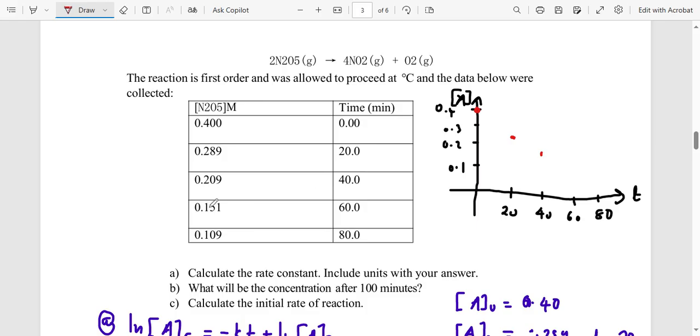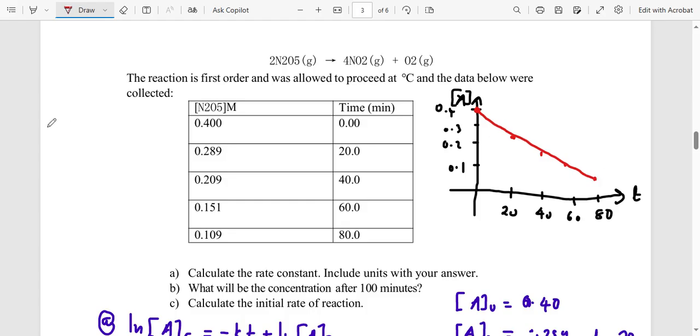The next one is 0.15. Like this is somewhere in the middle between 0.1 and 0.2, comma 60. The next one is 0.1, comma 8, like, yeah, something like that. It's supposed to be a straight line.